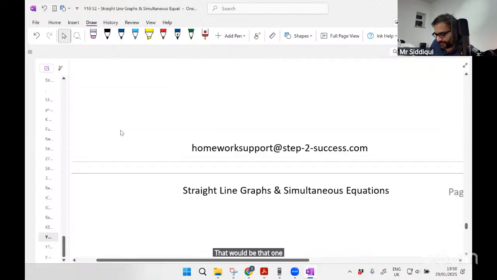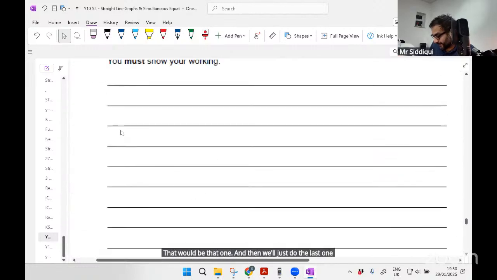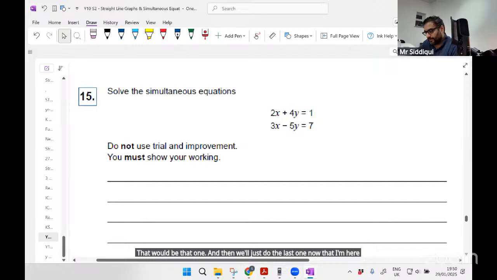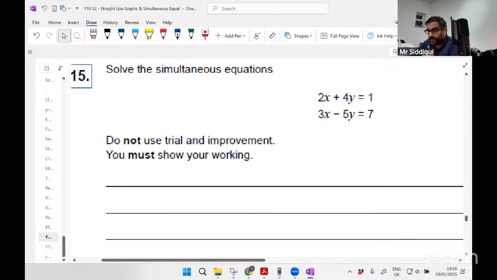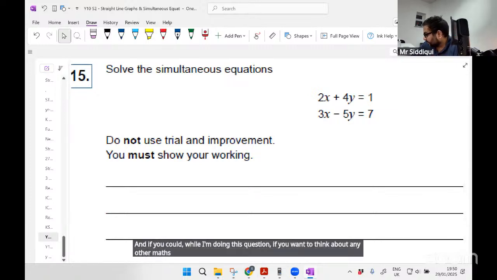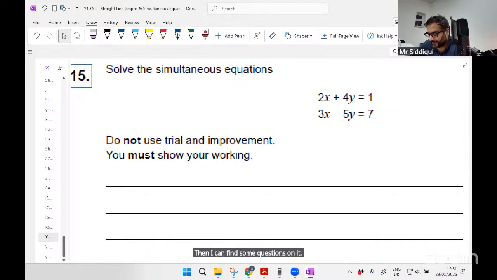And then let's do the last one now that I'm here. While I'm doing this question, if you want to think about any other maths topic or area of concern that you have, then I can find some questions on it after I do this. Anything you like. Solve the simultaneous equations.